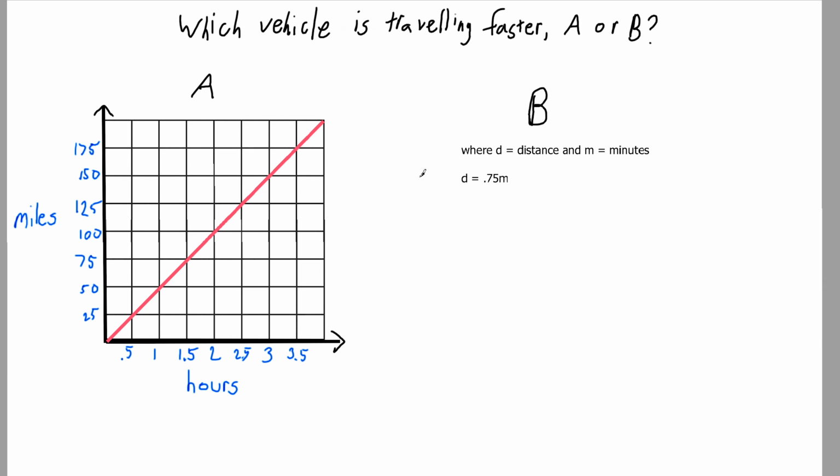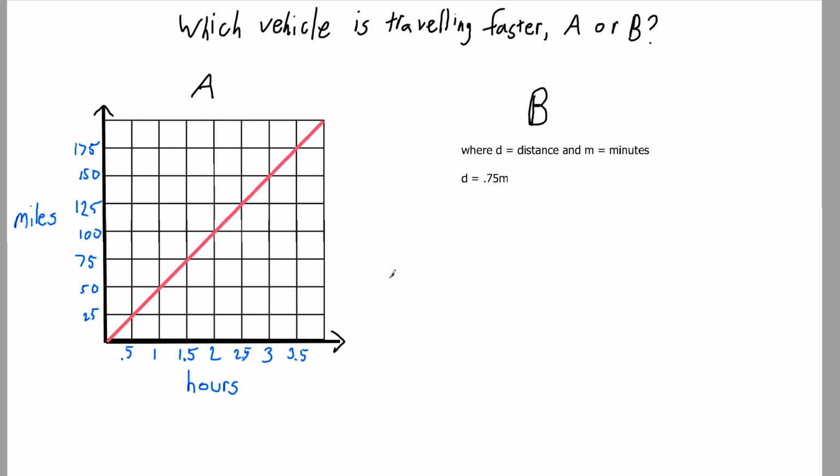On the GED, you need to be able to compare a proportional relationship when it's represented in two different ways. For example, the proportional relationship we're dealing with here is that between distance and time, or in other words, speed. And the two different ways it's being represented is in a graph on the left and in a formula on the right.